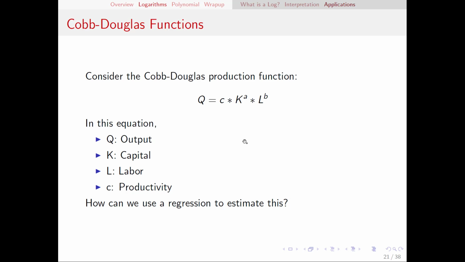All these put together, c times K^a times L^b, is going to give us our output Q. Now normally we would not be able to use a regression to estimate this because this is not linear in terms. It wouldn't make any sense to use a linear regression to estimate this multiplicative function. But logs give us a way around this. Let's demonstrate how this works.